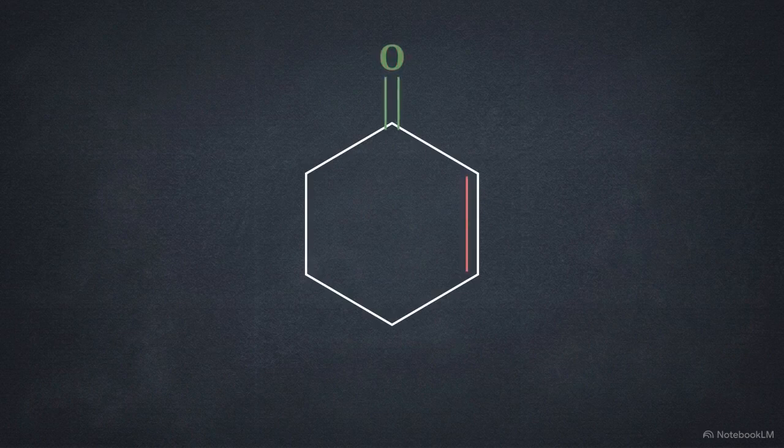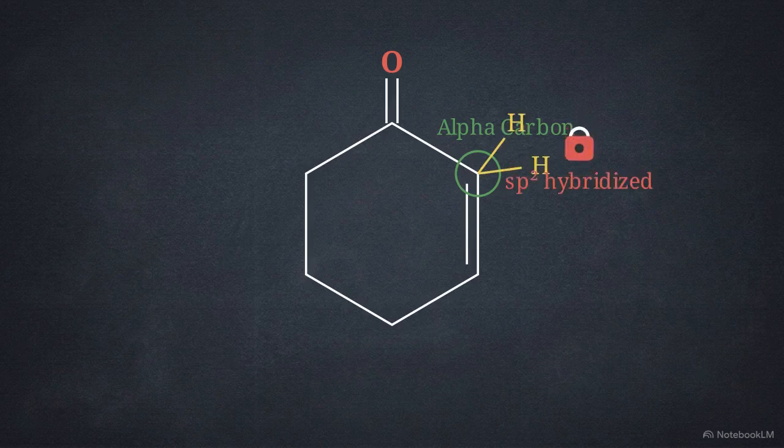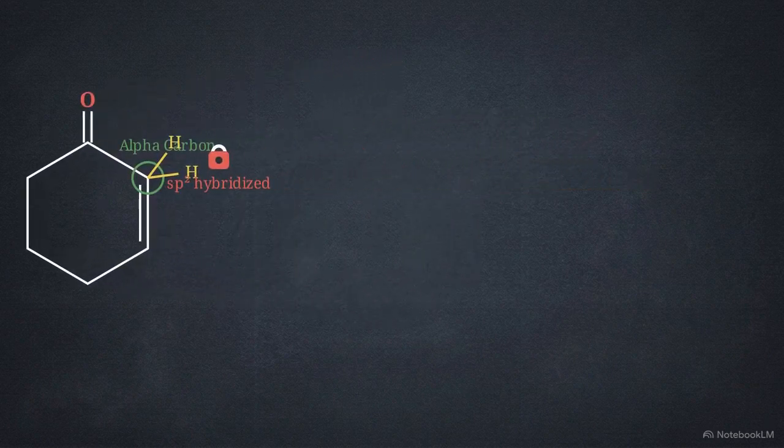Now look at this cyclic alpha-beta unsaturated ketone. It has a carbonyl and an adjacent alpha carbon with a double bond, but those hydrogens are trapped. Being part of a double bond, that alpha carbon is sp2 hybridized. Rigid geometry prevents them from participating in the swap.